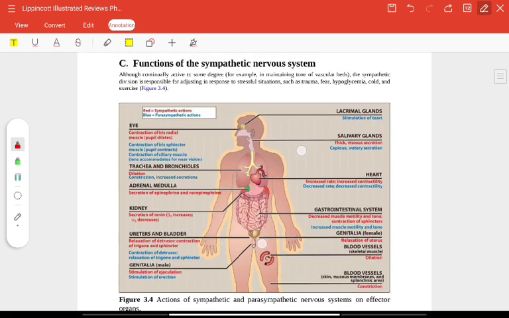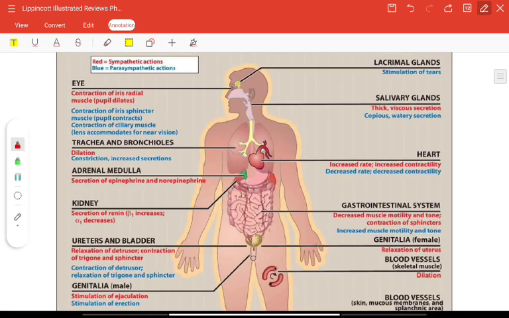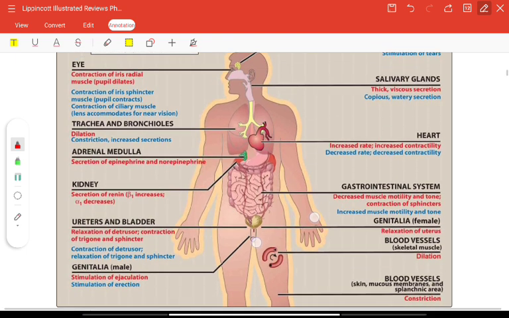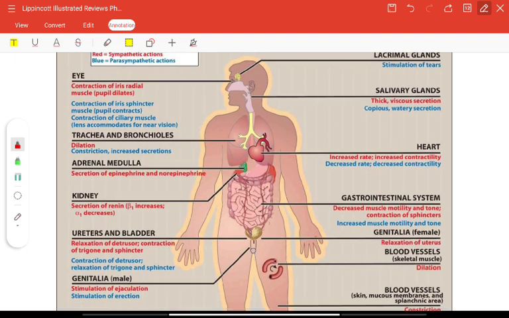Now the functions of the sympathetic nervous system and parasympathetic, both are given here in red and blue. Sympathetic is red, we also call it the fight and flight system, whereas parasympathetic is when you calm down, and that's why it is shown in blue color, parasympathetic actions. Eye, what happens when the sympathetic nervous system is activated? Iris radial muscle contracts, pupil dilates. You just have to remember pupil dilation. And when the parasympathetic is activated, the opposite happens, pupil contracts.